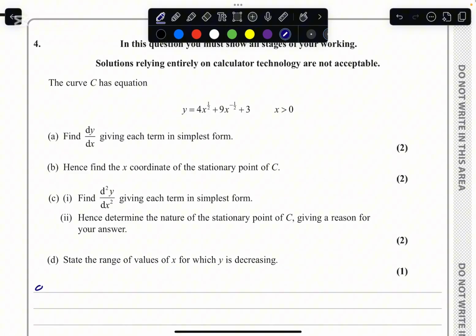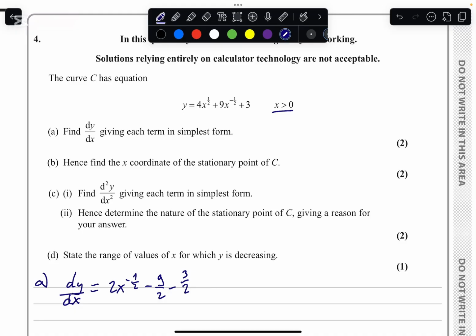So question 4 is telling us the curve C has equation y equals 4x to the power of 1 half plus 9x to the power of minus a half plus 3, where x is bigger than 0. The first part is asking us to find dy dx. Also another pretty standard question. That gives us 2x to the minus a half, minus 9 over 2, minus 3 over 2. That is dy dx.